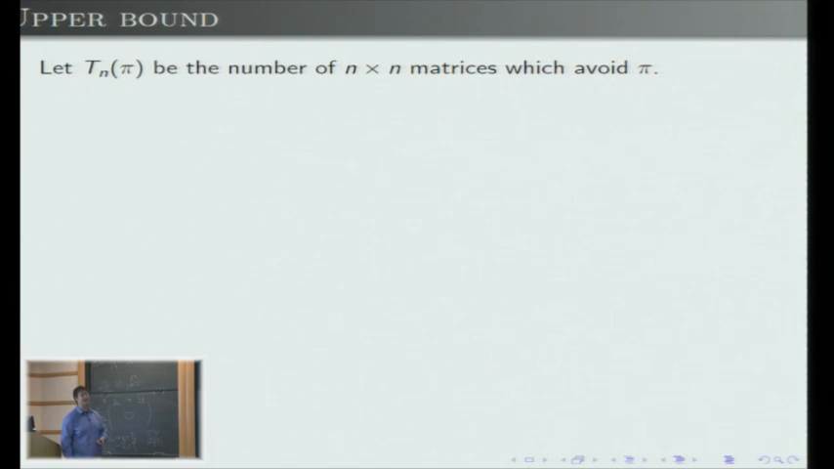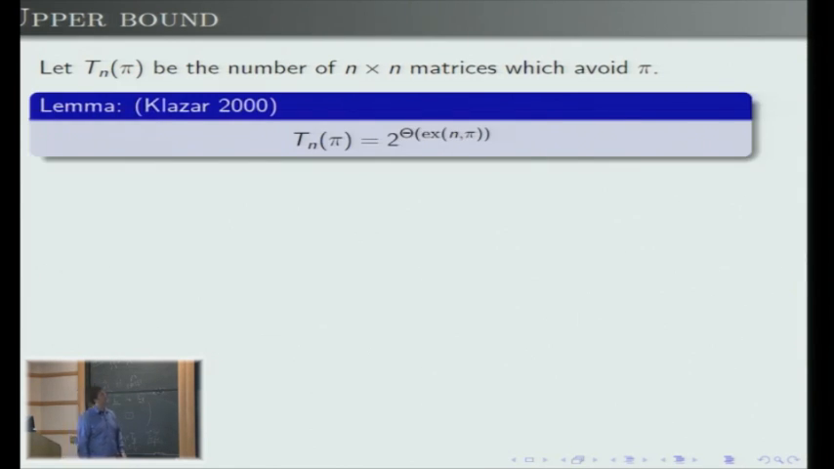So we looked at S_n(π), which is the number of permutations of length n which avoid π. Now let's look at T_n(π), which is the number of n by n matrices which avoid π. They don't have to be permutation matrices that avoid π. There are all matrices, and you're counting them, n by n, which avoid π. Klazar proved that T_n(π) is exponential in the extremal number of n and π.